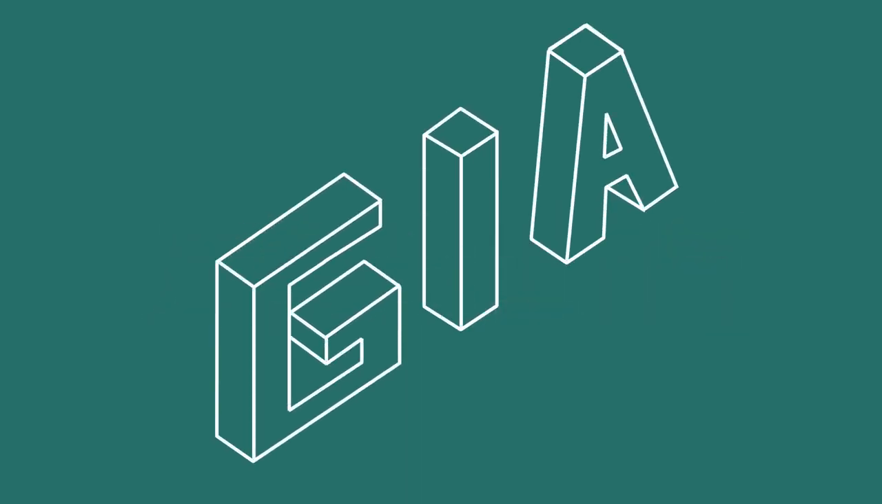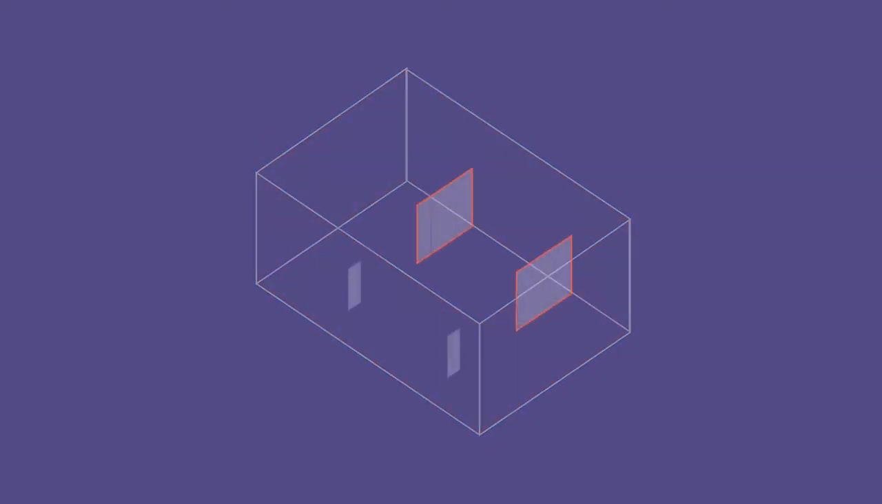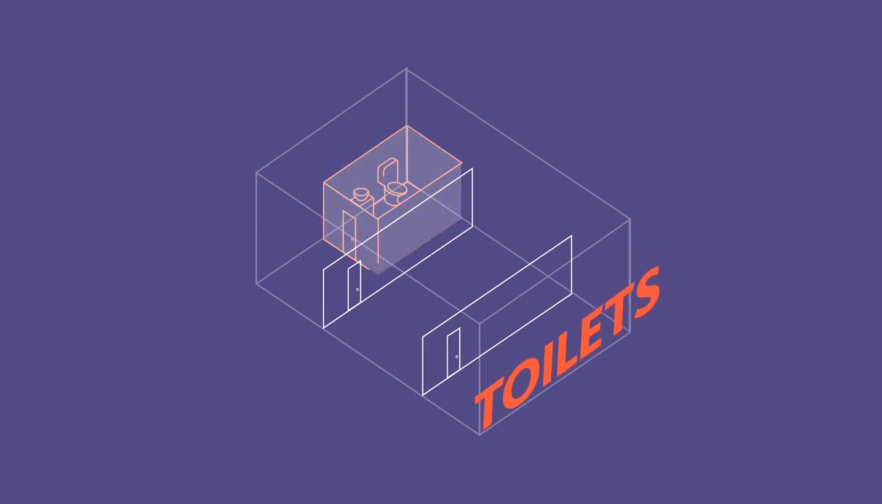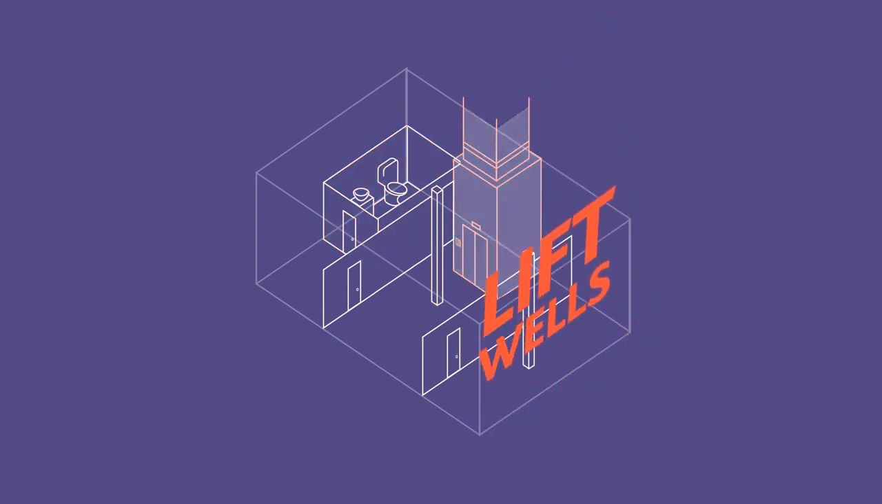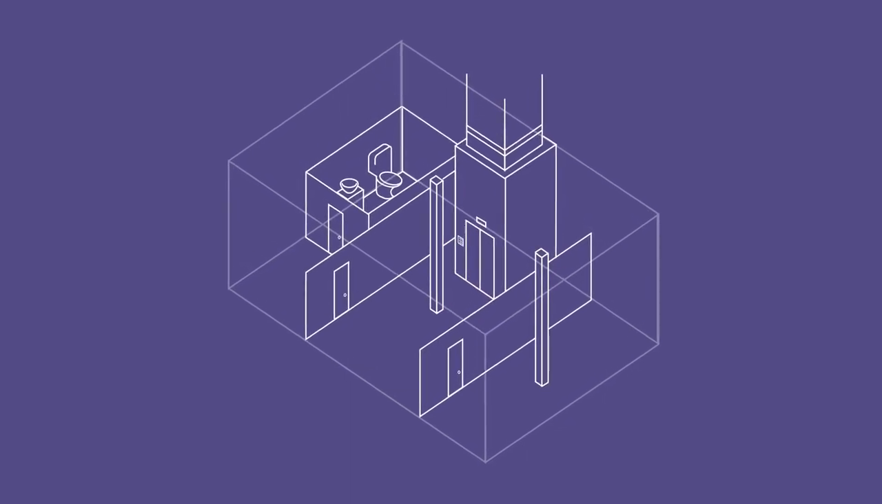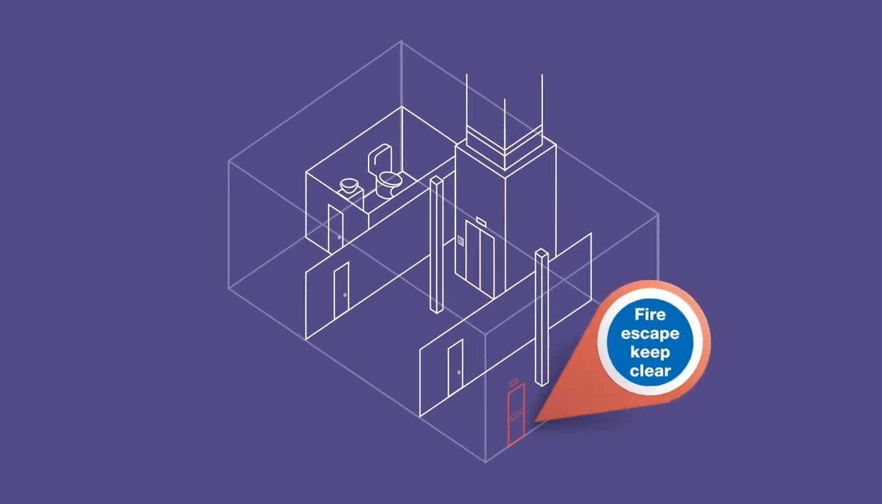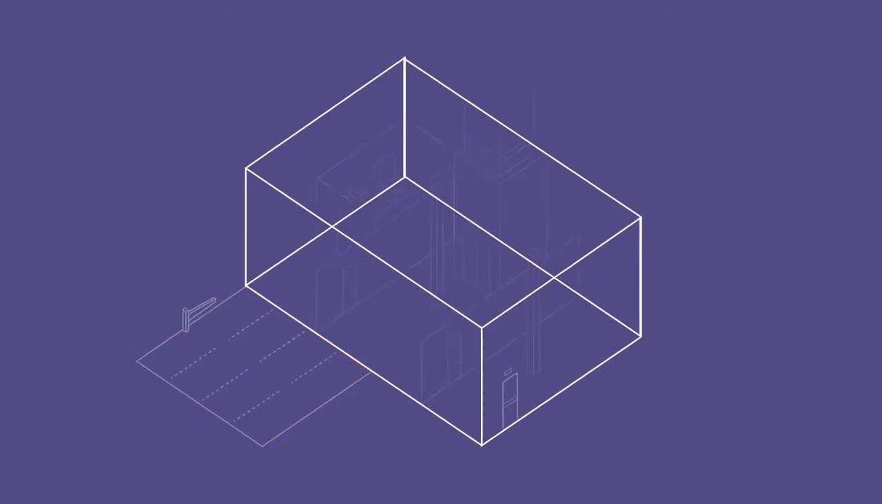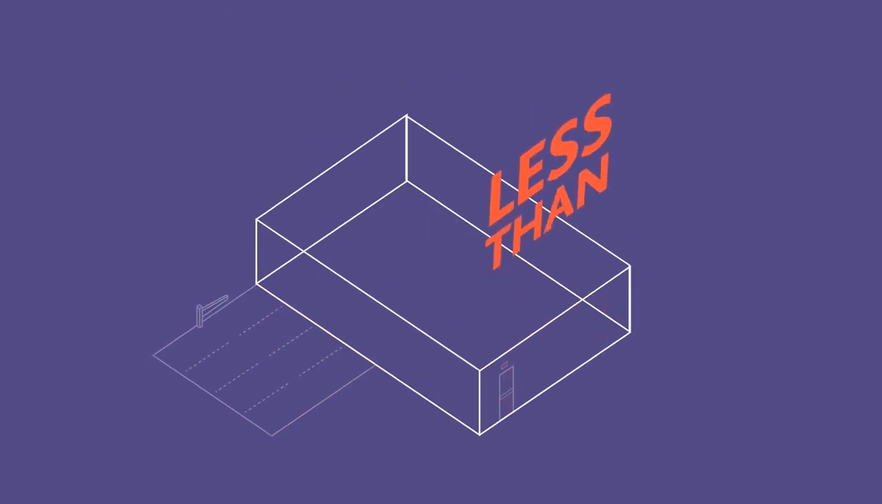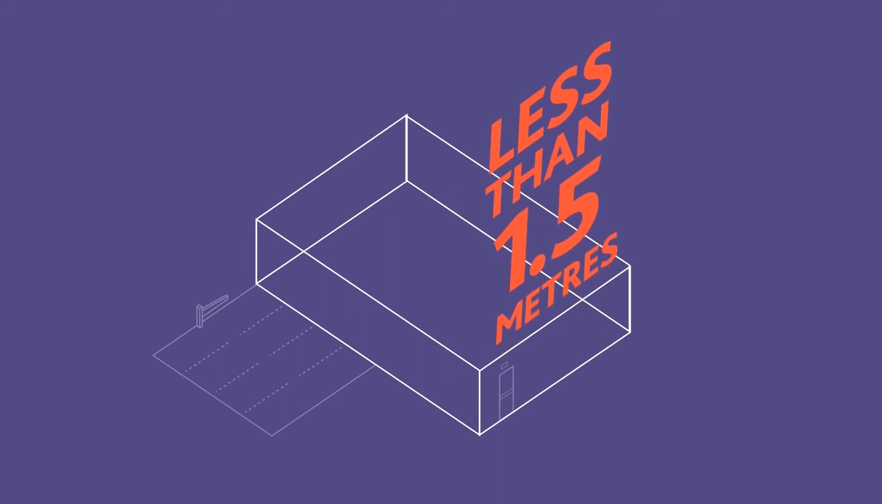Let's switch to the gross internal area. The gross internal area measures the whole enclosed area of the building within the external walls, including walls and partitions. This includes toilets, columns, lift wells, and the like. It excludes outside areas like balconies, fire escapes, and parking areas, as well as internal areas with a ceiling height of less than 1.5 metres.